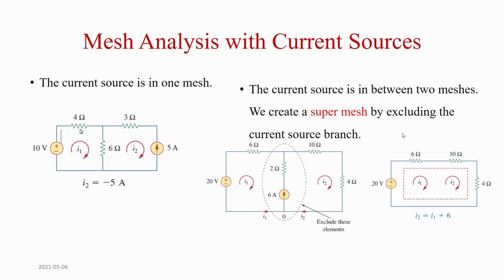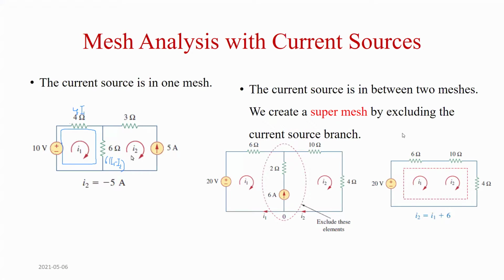For example, in this loop, it's really easy to find the equation. The voltage across here plus the voltage here, which is 4 times I1, and the voltage here is 6 times (I1 minus I2), or (I2 minus I1). Okay, this is the voltage here, this is the voltage here, this is the voltage here.